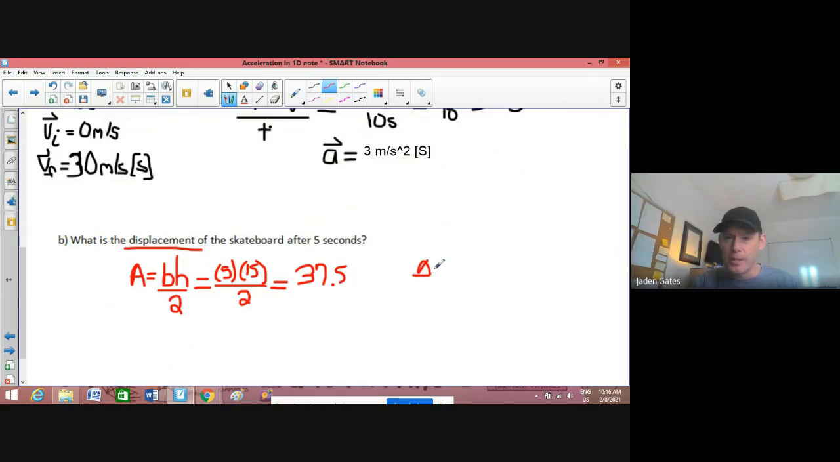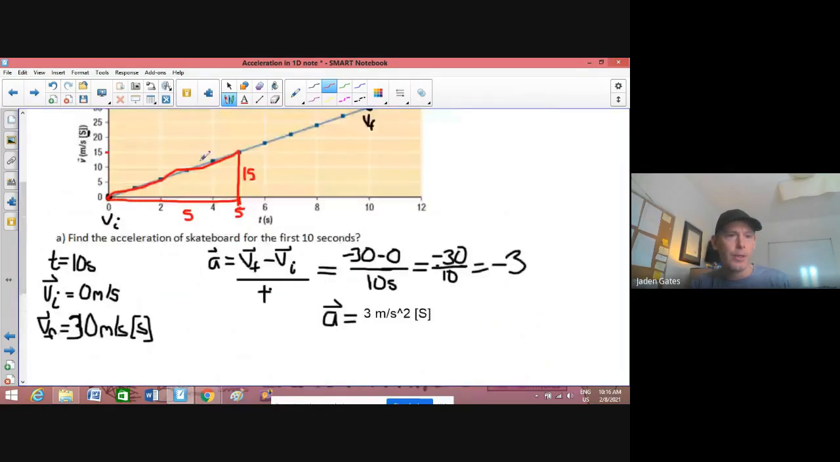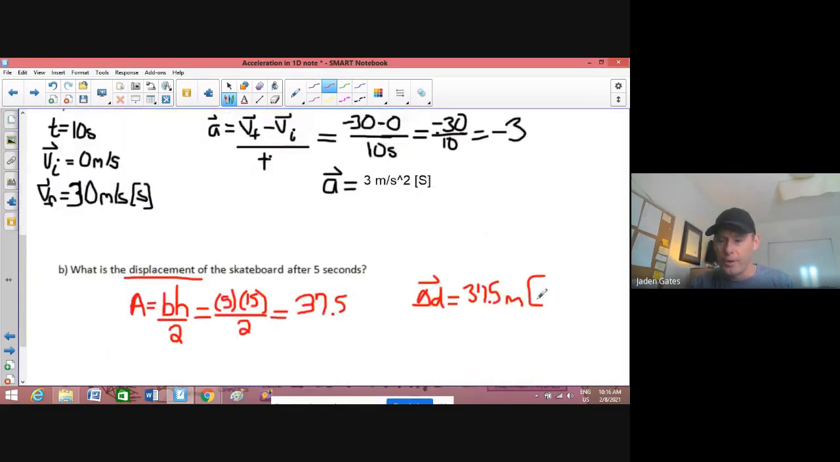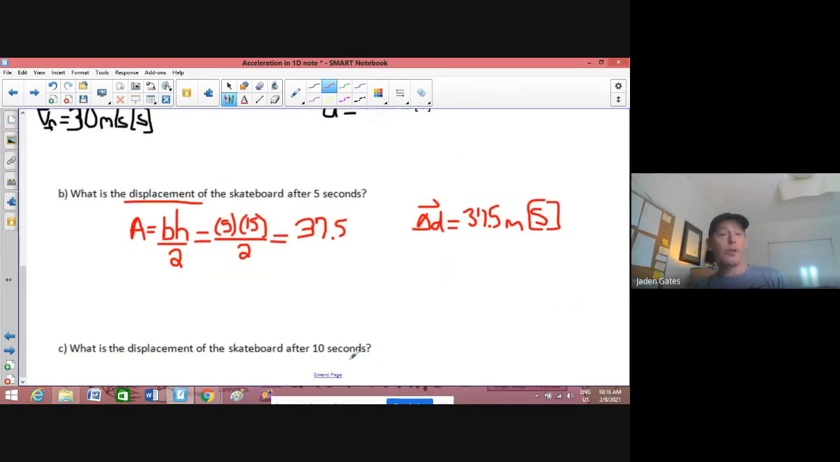Again, displacement has magnitude and direction going on here. So I have 37.5 meters. And let me see what the direction was here. We have to have direction here. This was all going south. There we go.